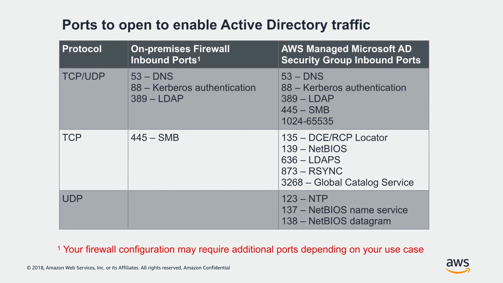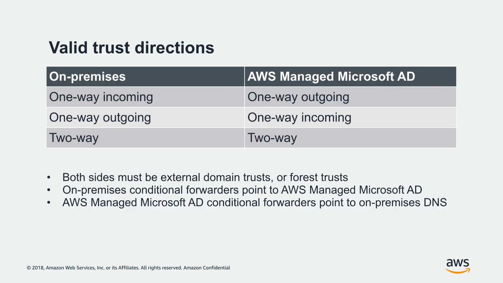You must configure your on-premises firewall and the AWS security group for AWS Managed Microsoft AD to allow AD traffic. You must also configure the trust direction correctly on both sides and configure conditional forwarders.